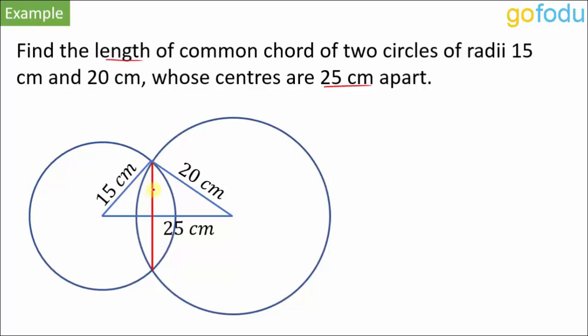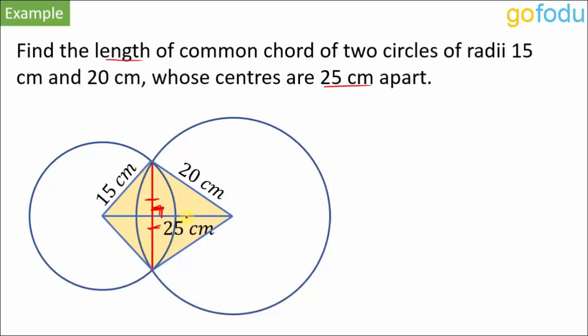The most important thing here is to understand that this common chord will be perpendicular to the line joining the centers. Why? Well, if I join this radius and this radius here, the figure formed will be a kite. And in a kite, one diagonal gets bisected at 90 degree by the other. So this red one will be getting bisected by this line joining the centers at 90 degree.